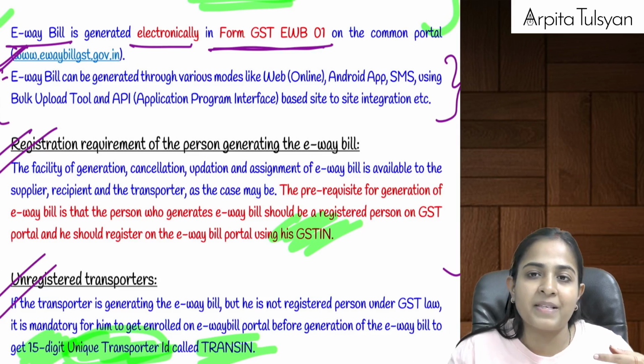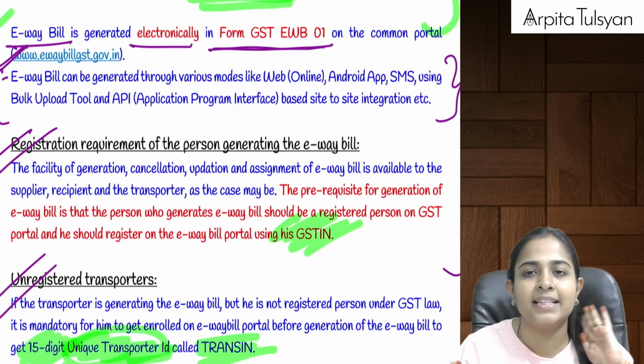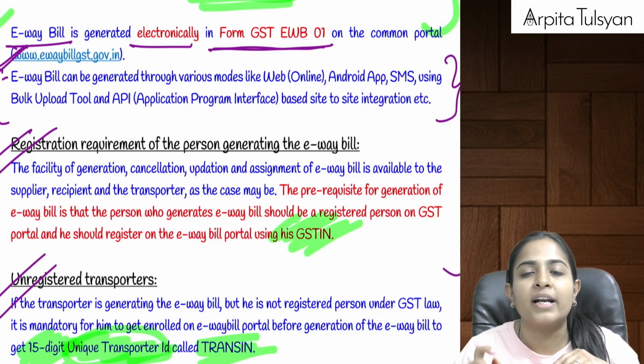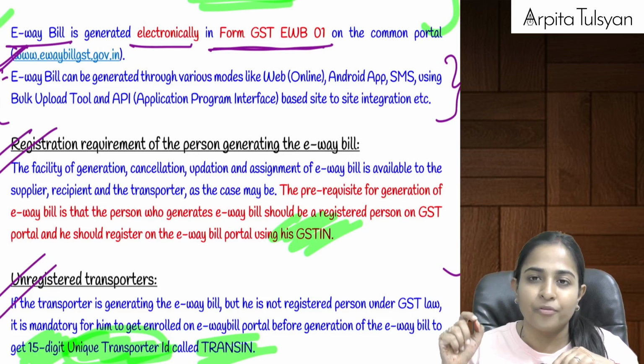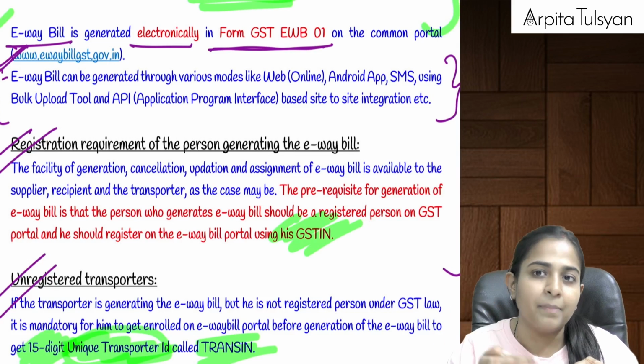Now, on which website, ma'am, is it generated? As the name suggests, can we say this is going to be an electronic document? Yes, so this will be generated on a website called ewaybillgst.gov.in. On this website, it will be generated. Now this e-way bill is to be generated.